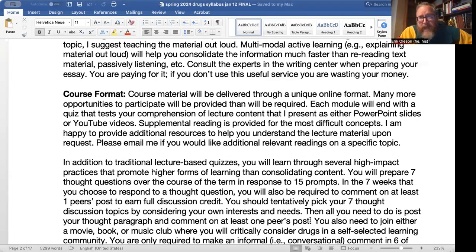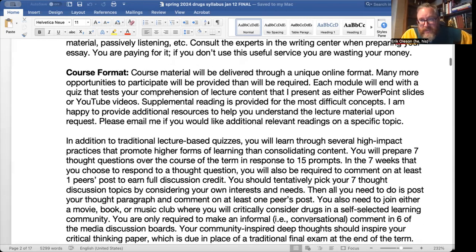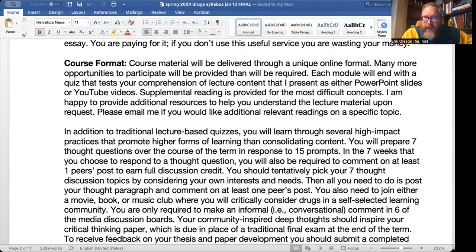You do have to write a paper at the end of the term. I would like you to consider using the Writing Center. You are paying for it. If you don't use it, you are basically throwing your money away. And not to mention, you will receive very good feedback if you seek out the Writing Center.